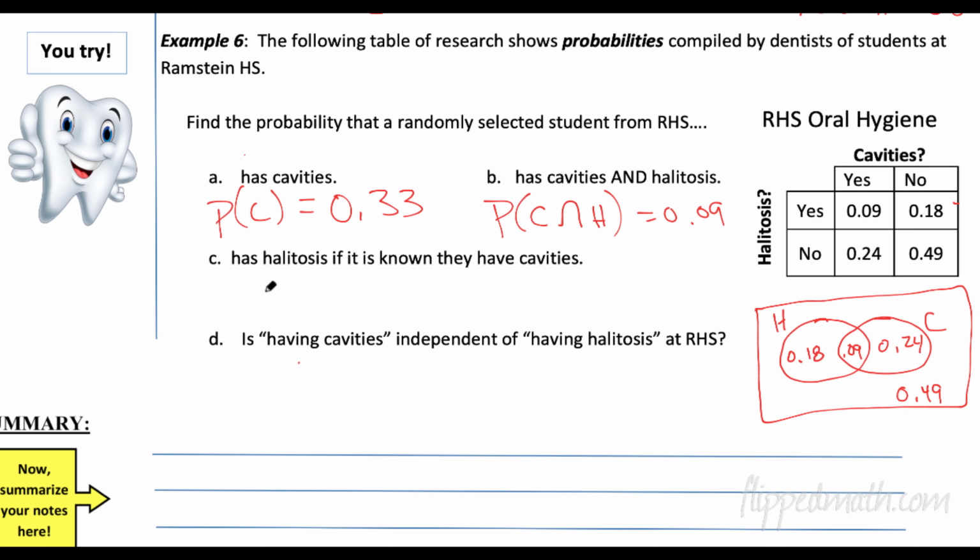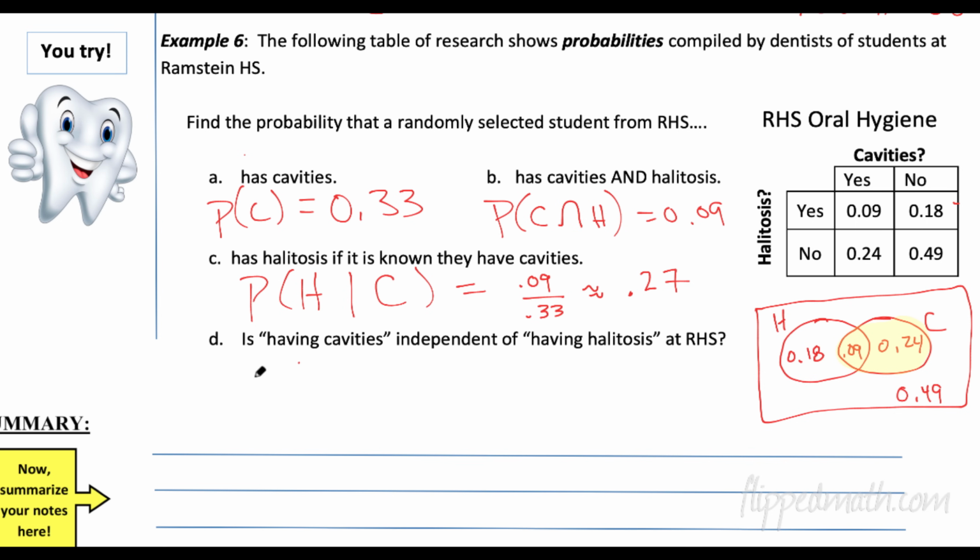Has halitosis if it's known they have cavities. So if it is known they have cavities, just reading that makes me say, well, we have some conditional probability here. Given that they have cavities, what is the probability of H? All right, so to do that, given that they have cavities, I'm only looking at this part right here again. And I want to know what is the probability they have halitosis, which is this little part in the middle. So really this is 0.09 out of the entire piece right here, which is 0.33. And if you work that out, you get somewhere around 0.27. All right, you have to put that in the calculator.